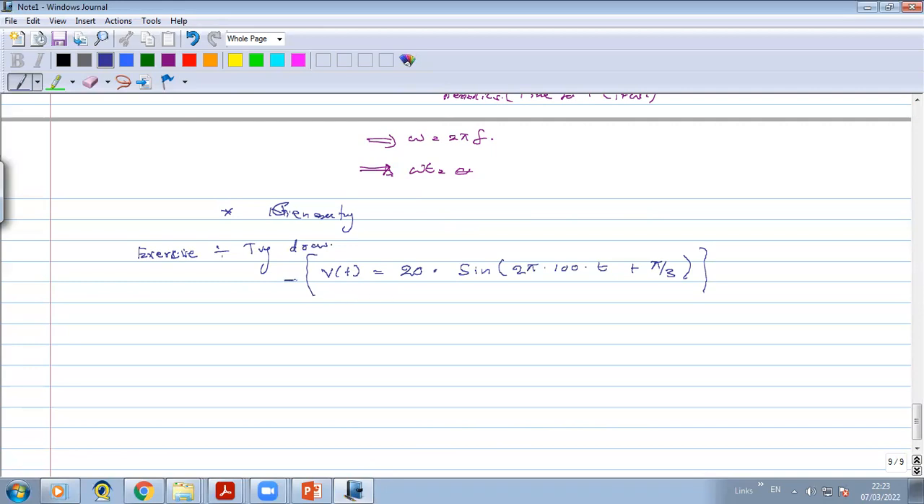And try to calculate the period of the signal. So as a home exercise, try to do this. In the next tutorial, we will discuss this and we will try to generate this signal with MATLAB. So next time we will see this.